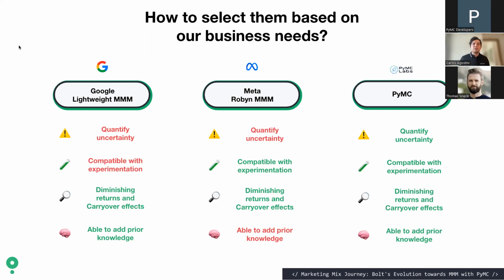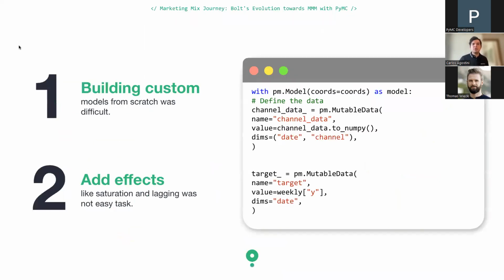Other tools have their pros and their cons, but by the end of the day, they didn't get all the things that we really wanted. So we moved with PyMC and we said, even if it's not out of the box, we can start from scratch. We can build our models, we can add the effects that we need, and everything will be fine. And we rapidly figured out that it was harder than we expected. Building a model was not an easy task, and adding the effects and putting all of that together was also very hard.